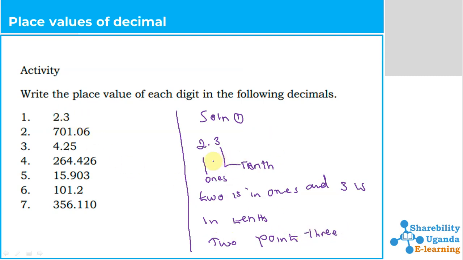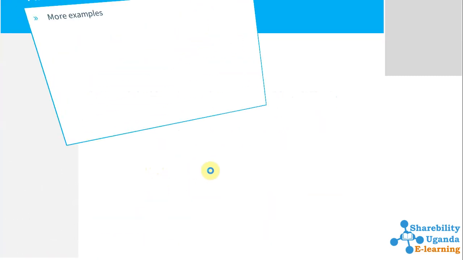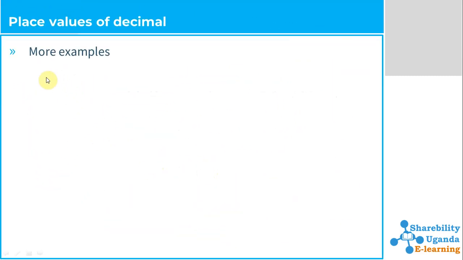Let's work out our number 2, which is 701.06. We have our number 2.